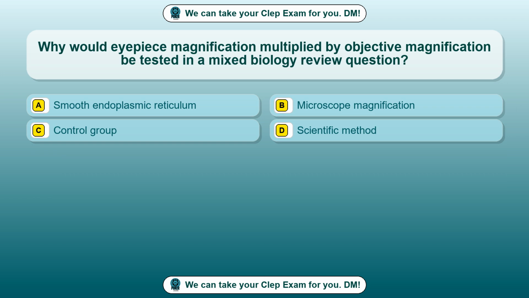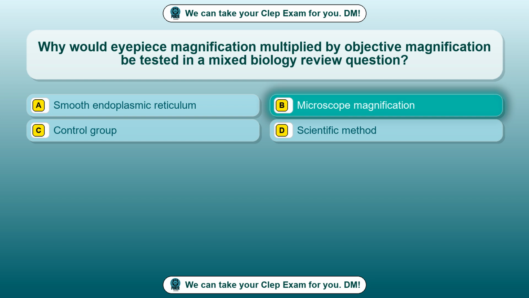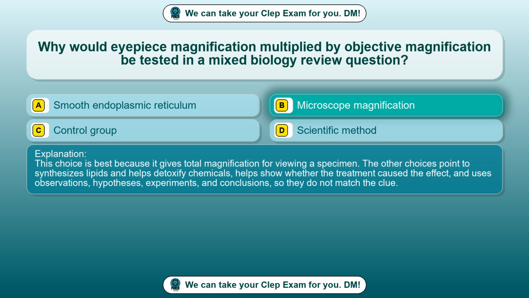Question 4. Why would eyepiece magnification multiplied by objective magnification be tested in a mixed biology review question? Option A, smooth endoplasmic reticulum. Option B, microscope magnification. Option C, control group. Option D, scientific method. The correct answer is option B, microscope magnification. This choice is best because it gives total magnification for viewing a specimen.